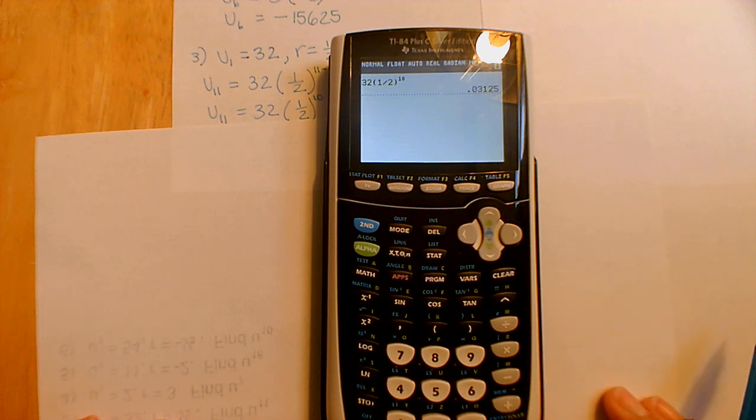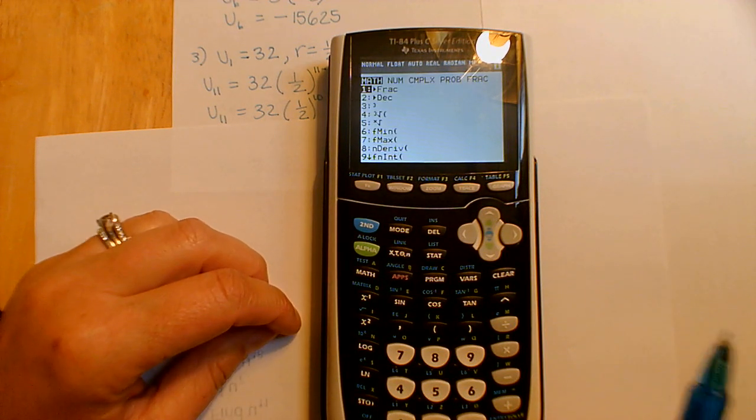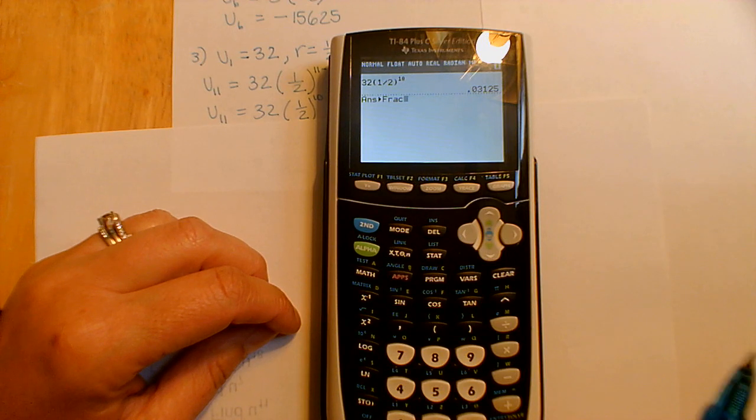The light was on there, I'm sorry. That is the right answer. However, I would like you to change it into a fraction. So you have to remember, you can press math. It asks you, yes, I want to turn it into a fraction. Enter, enter. And here is our fraction, which is 1/32.